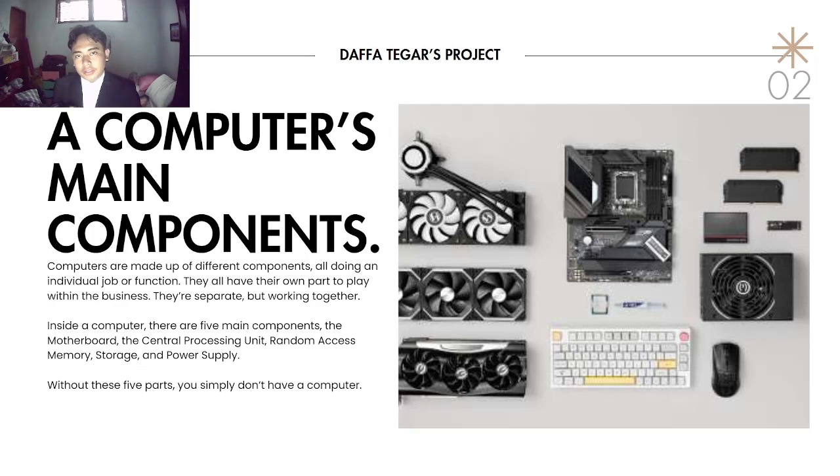Inside the computer, there are five main components: CPU, RAM, motherboard, power supply, and hard disk or storage. Without these five, a computer will not work.